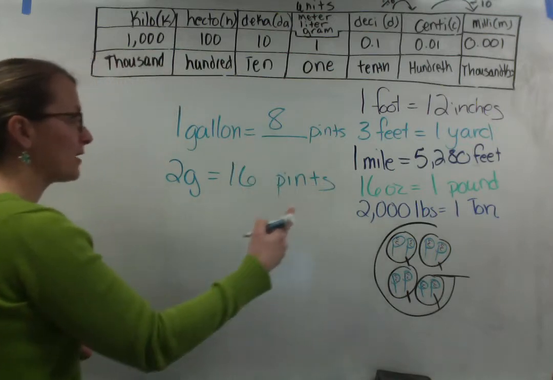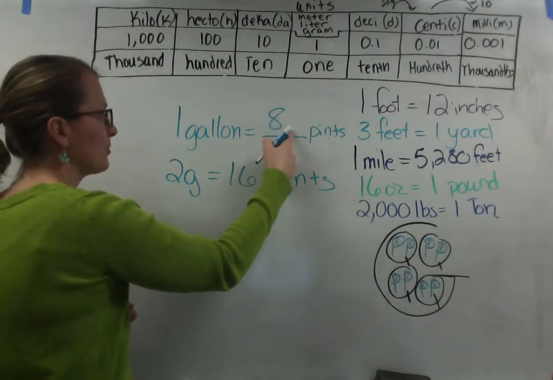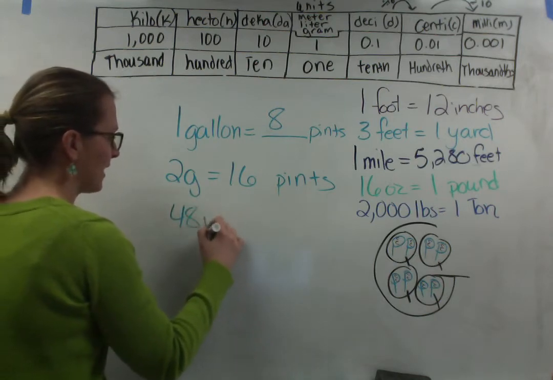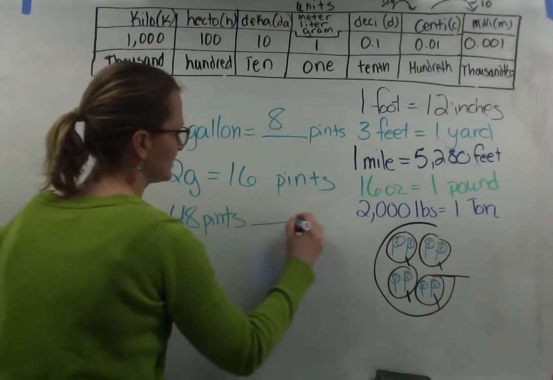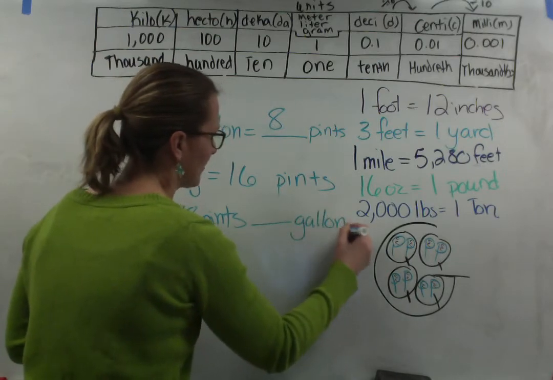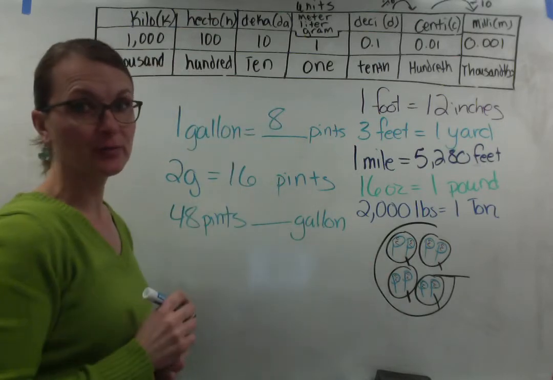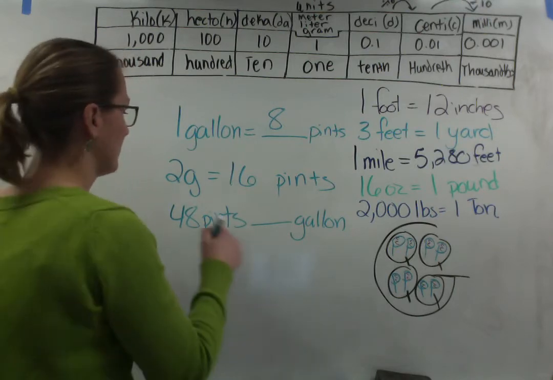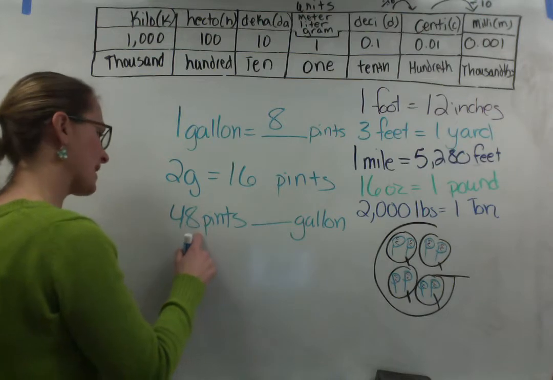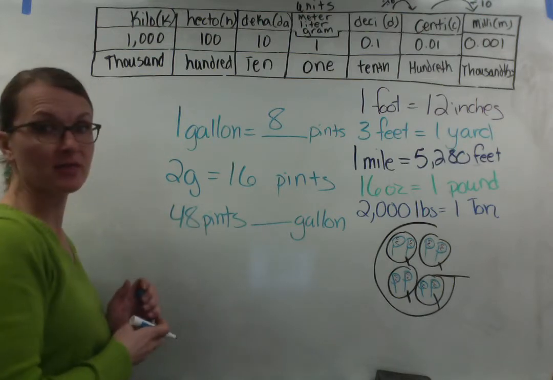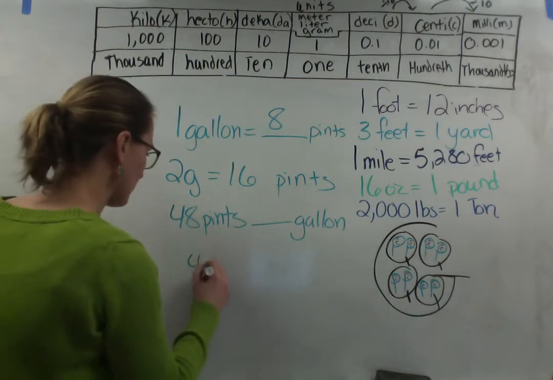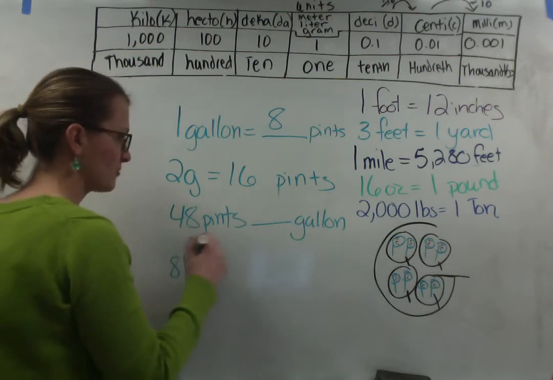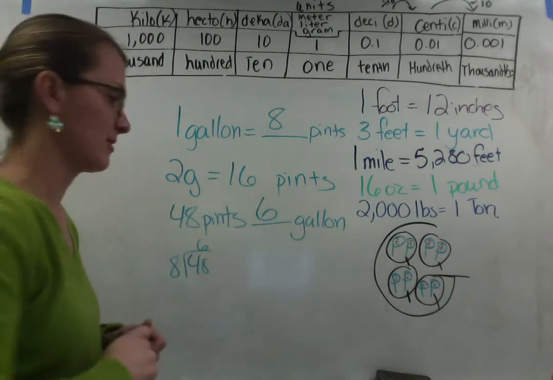And then going backwards, all right, a group of 8 pints is going to make a gallon. So if I had 48 pints and I wanted to know how many gallons there were, I would have to take my 48 and split it into groups of 8 because every 8 would make 1 gallon. So I would say, well, 48 is made up of 6 groups of 8 because 6 times 8 is 48, or 48 divided by 8 is 6, okay? So there's 6 groups of 8 in 48, so that's going to make 6 gallons.